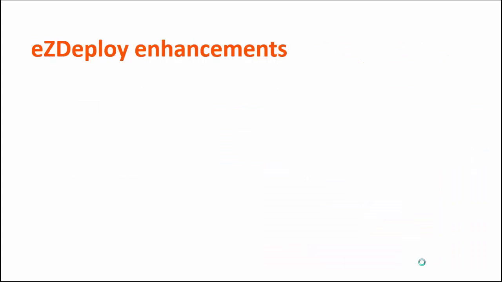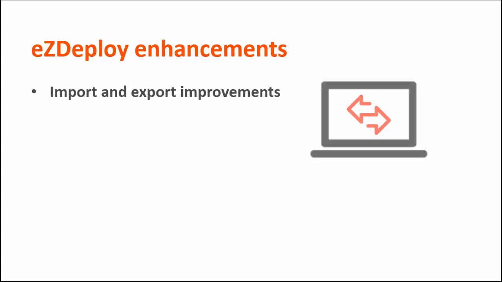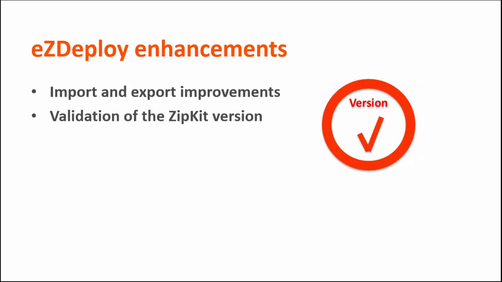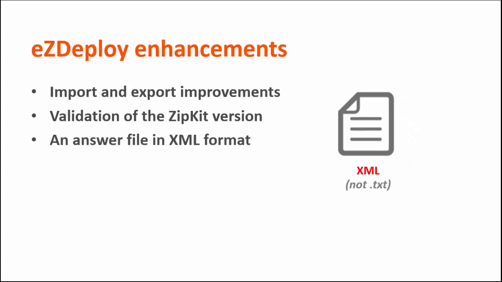The Easy Deploy utility is used to export and import BMC Cloud Lifecycle Management service blueprints through a command line. Enhancements to this utility are import and export improvements, validation of the ZipKit version, and XML format is now used for the answer file.